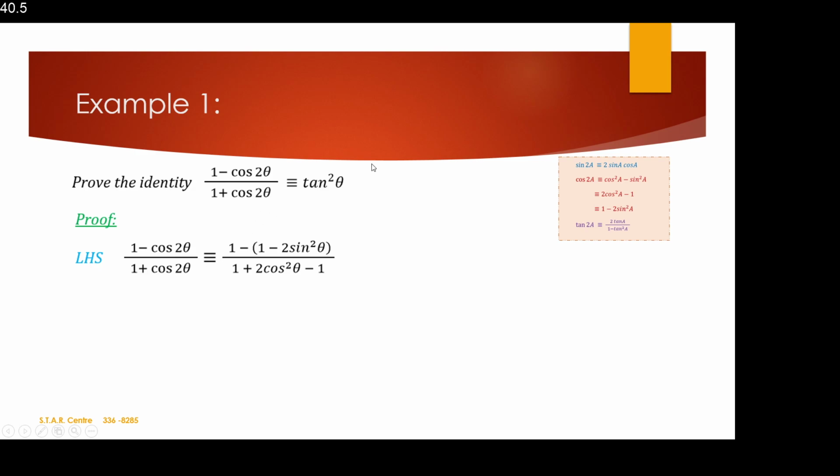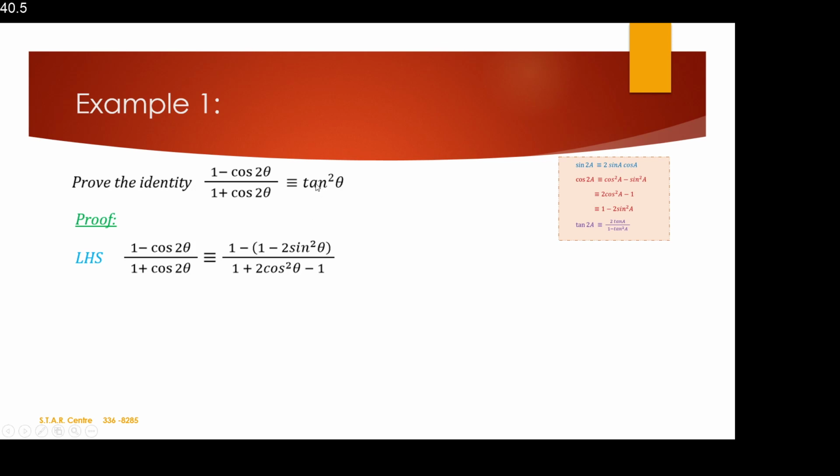Now we see from the question that on the right hand side, we have tan squared theta. We know that tan is identical to sine over cos. That means that somehow we want to have sine terms in the numerator and cos terms in the denominator. That is how we determine which of the equivalent identities we are going to use for the cos 2 theta. In this particular example, we are using two different ones.